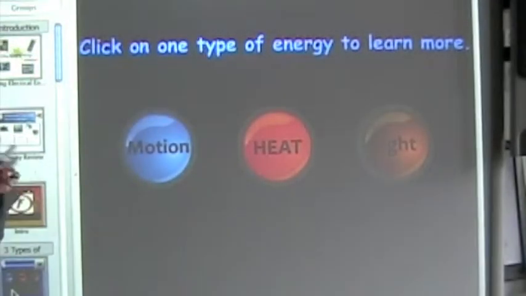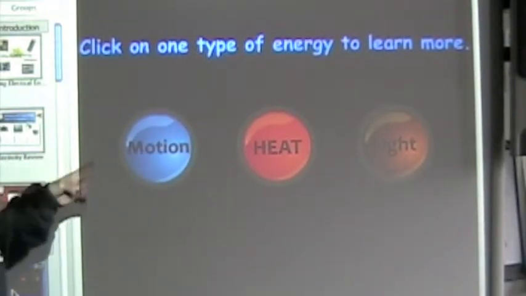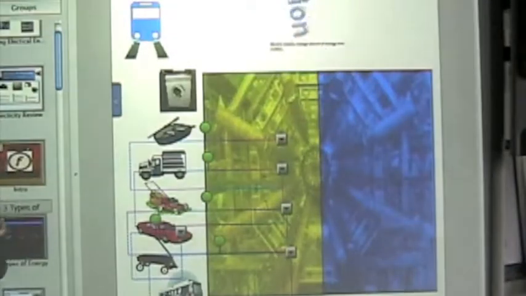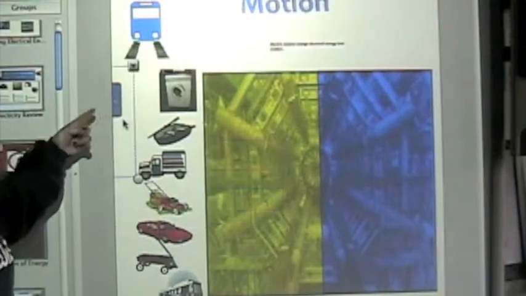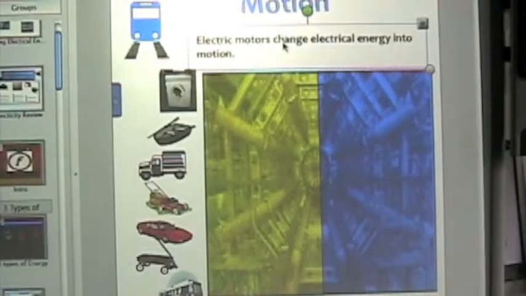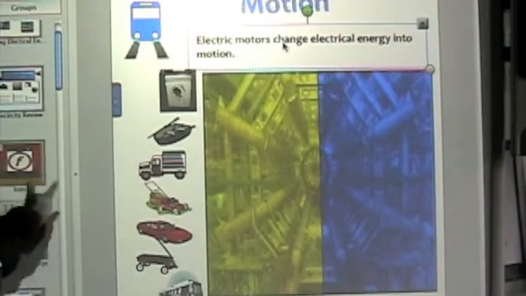And so now we get into the main part of the lesson. There are three ways that electrical energy can be converted: motion, heat, and light. So we're going to go to the motion first, and students will understand that electrical motors change electrical energy into motion.